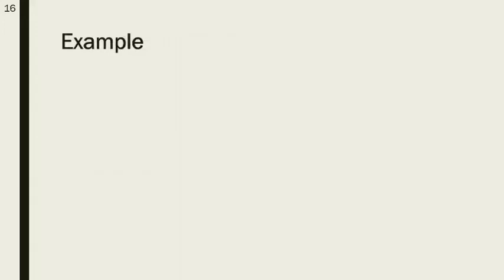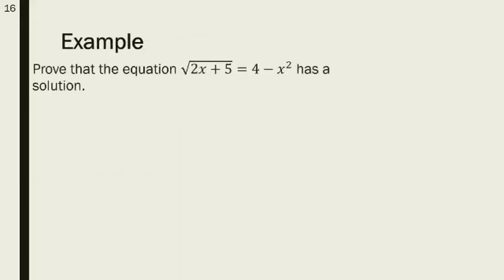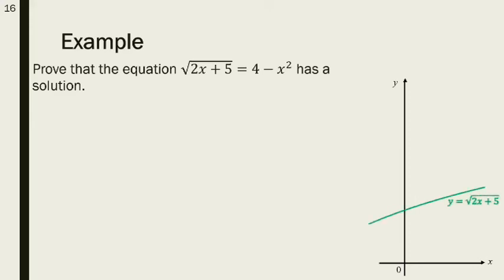So as an example, to prove that the equation square root of 2x plus 5 is equal to 4 minus x squared has a solution, we can graph this given equation as intersecting functions, where the left side is y is equal to square root of 2x plus 5 and the right side is equal to 4 minus x squared. So their intersection would be the solution for the equation.